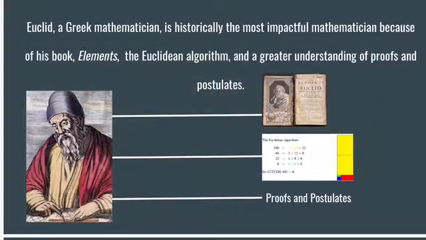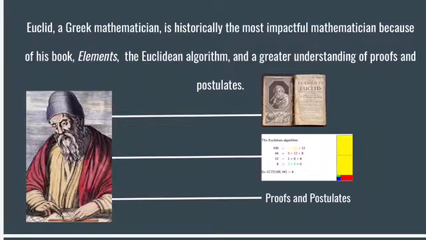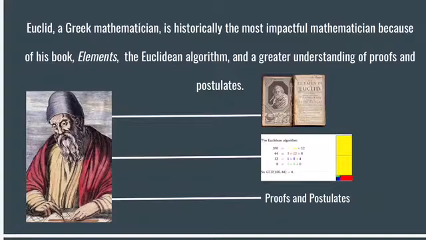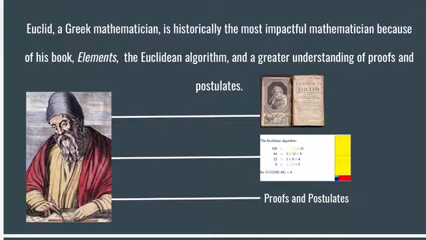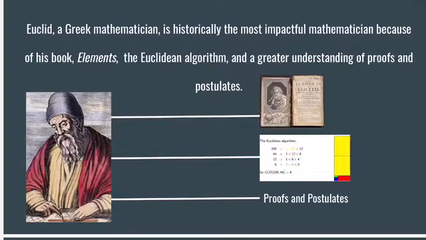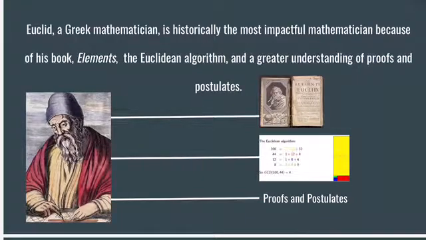Euclid, a Greek mathematician, is historically the most impactful mathematician because of his book Elements, the Euclidean algorithm and mathematical proofs, and a greater understanding of proofs and postulates. Euclid's life work, which was his book Elements, was impactful in many ways. Elements was able to spread the study of geometry all over the globe with the guidebook to Euclidean geometry, the most common form of geometry.